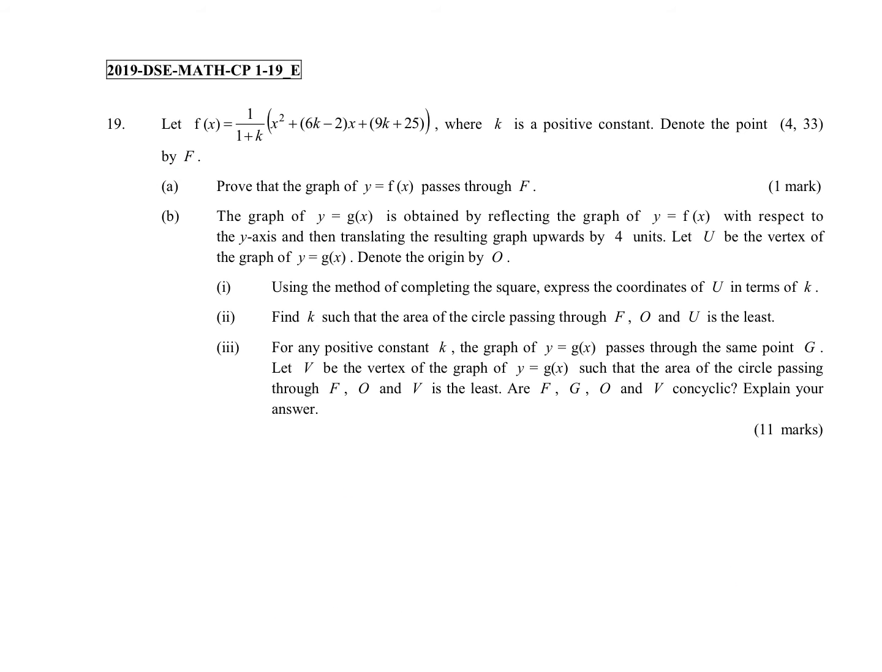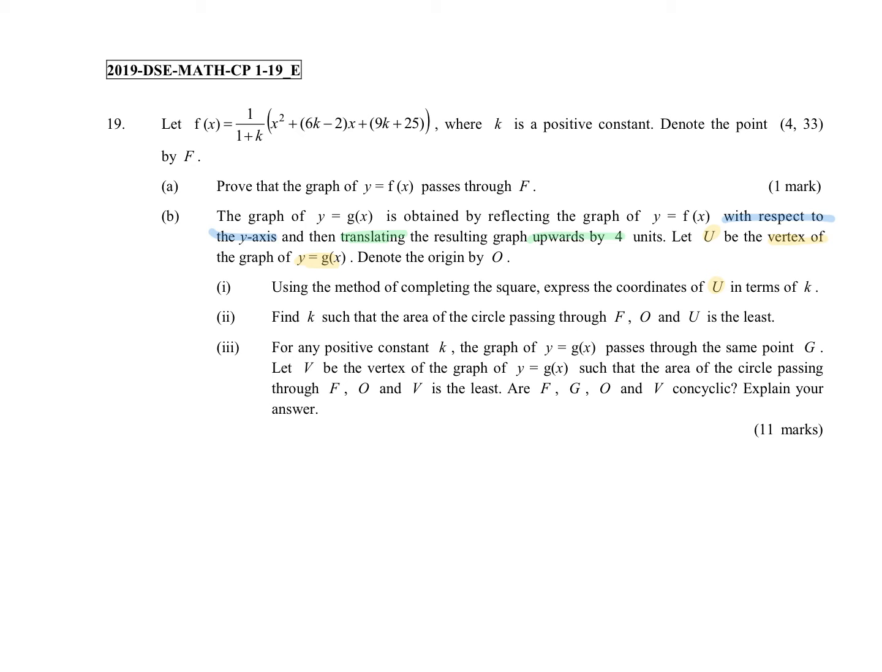Okay, part A. And then for part B, the graph of y equals g(x) is obtained. First of all, we have the coordinates of U. U will be the vertex of y equals g(x), so it's no longer y equals f(x). So maybe first of all, we need to know what g(x) is. You can see f(x) is reflected with respect to the y-axis, then translating the resultant graph upward by 4 units.